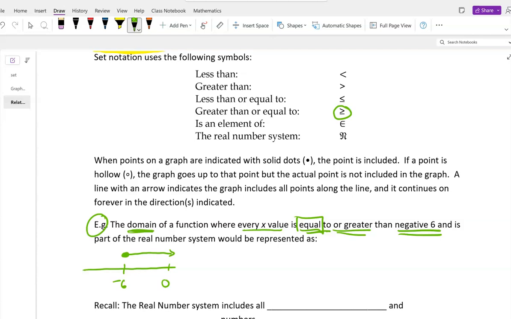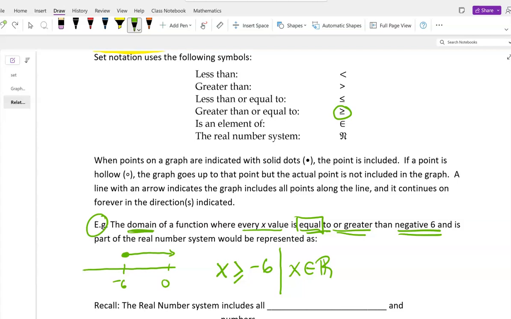How do I write that in set notation? I'm going to say x is greater than or equal to -6. And then I'm going to do something you haven't seen before either, such that x is an element of the real number system. What does that mean? Well, first of all, this says x is bigger than -6. What kind of numbers are x? Real numbers means I can have all the decimals, all the fractions, all the integers, all the whole numbers, any number you can think of.